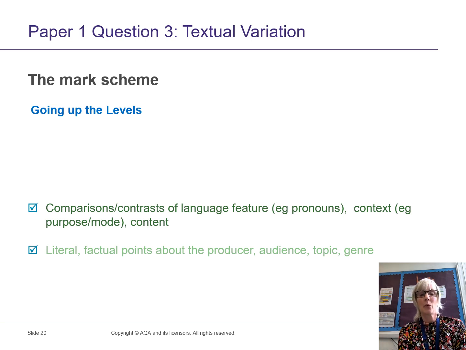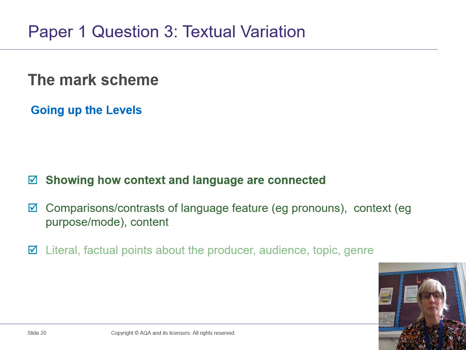Better would be to compare and contrast how language features are used, and to compare and contrast the contexts. By this we don't mean the audience or the genre, it means the purpose or the mode. And compare and contrast the content of the 2 texts. But to do even better is to link those 2 things together: how the context and the language are connected when you're comparing and contrasting them.